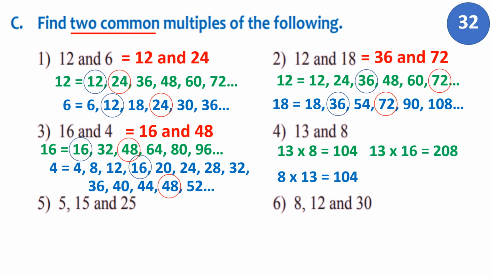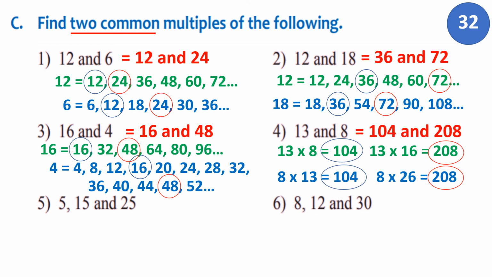The other one is 13 times 16 is 208. Correct, students? You multiply 13 times 16 is 208. And then the other one is 8 times 26 is equal to 208. Okay. Now you have two common multiples of 13 and 8: 104 and 208. And right here it equals 104 and 208.